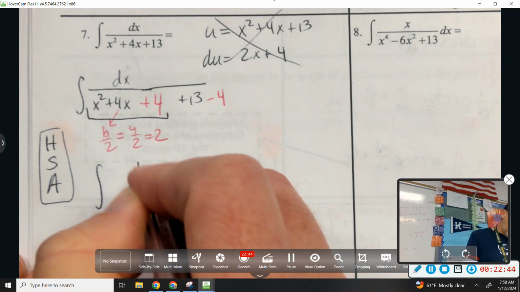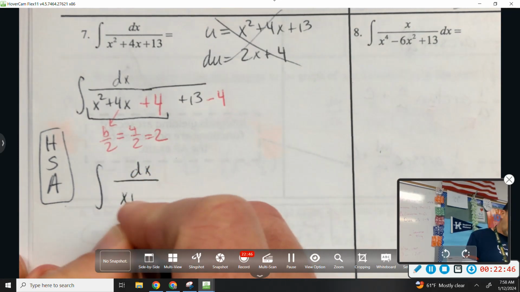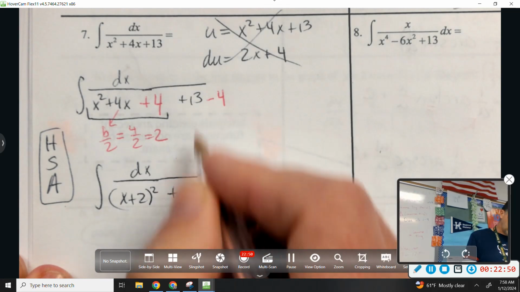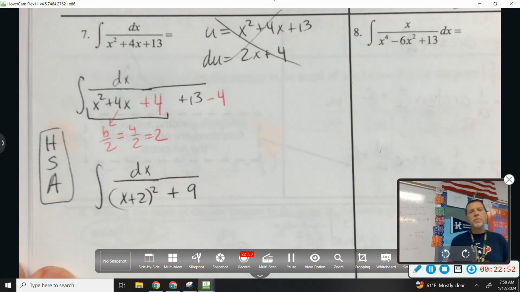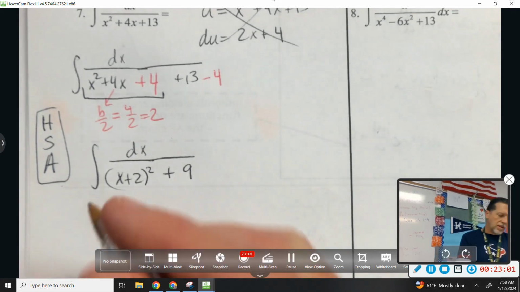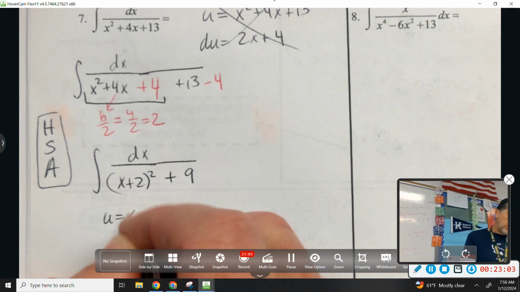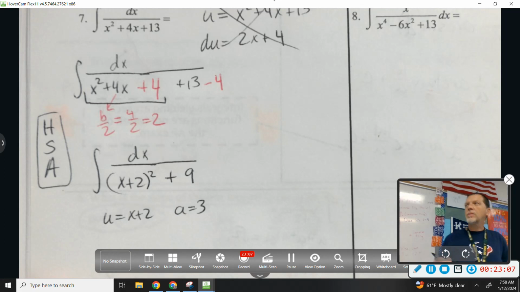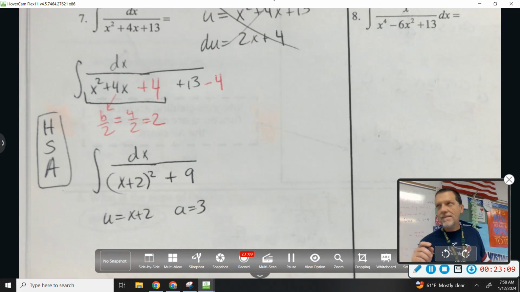So all of that is x plus 2 squared. And 13 minus 4 is 9. And now it looks exactly like number 6. So if u is x plus 2, a is 3, it's an arctan problem.